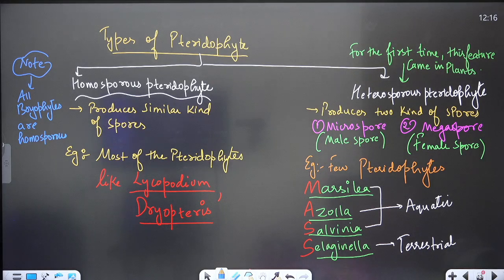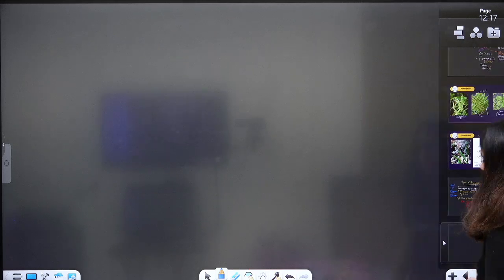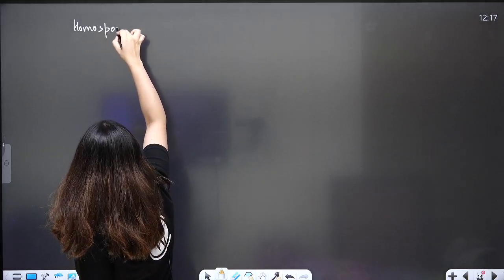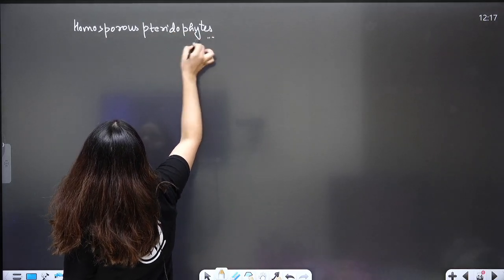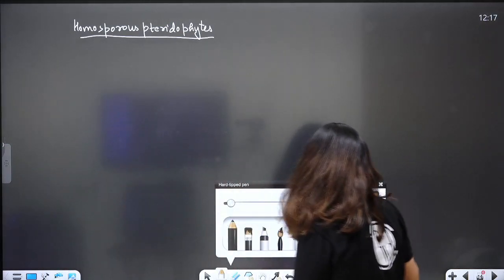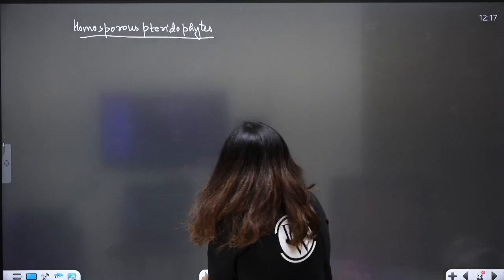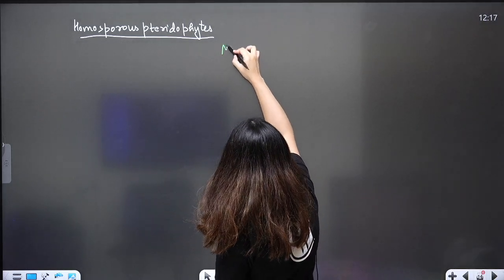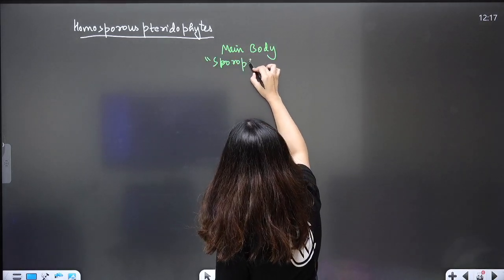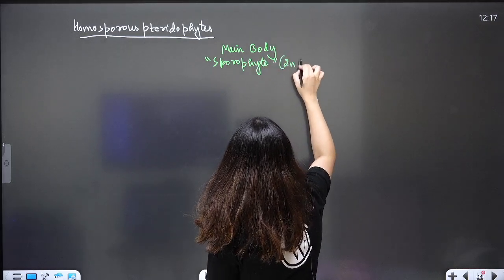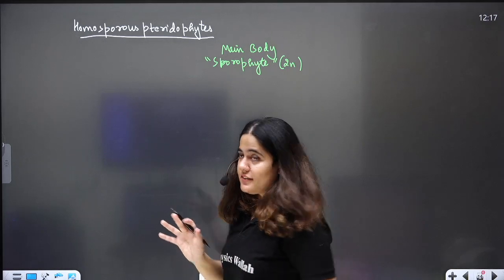Okay, so let's start with homosporous pteridophytes. So let's talk about homosporous pteridophyte. Their main body is the sporophyte, which is diploid, remember. So I'll make a hypothetical diagram here.